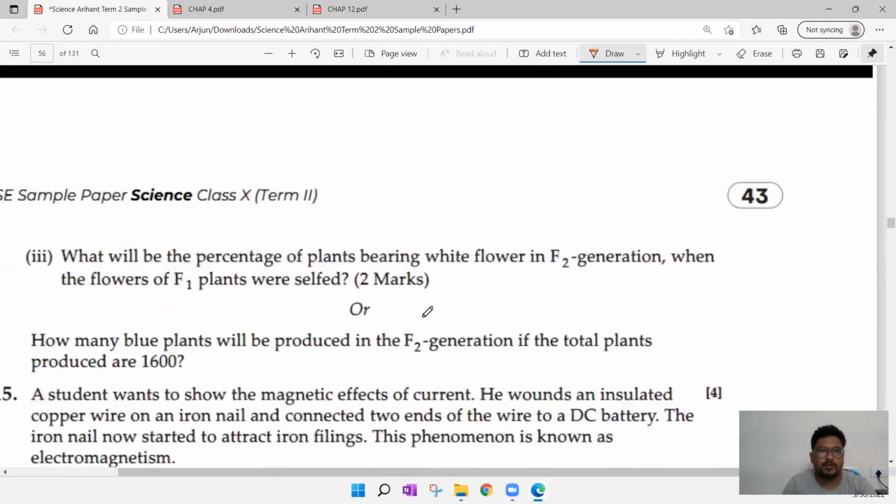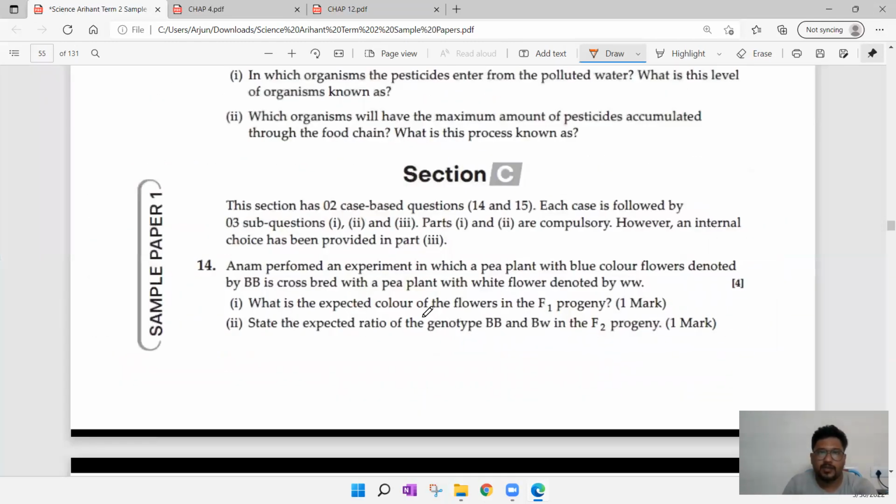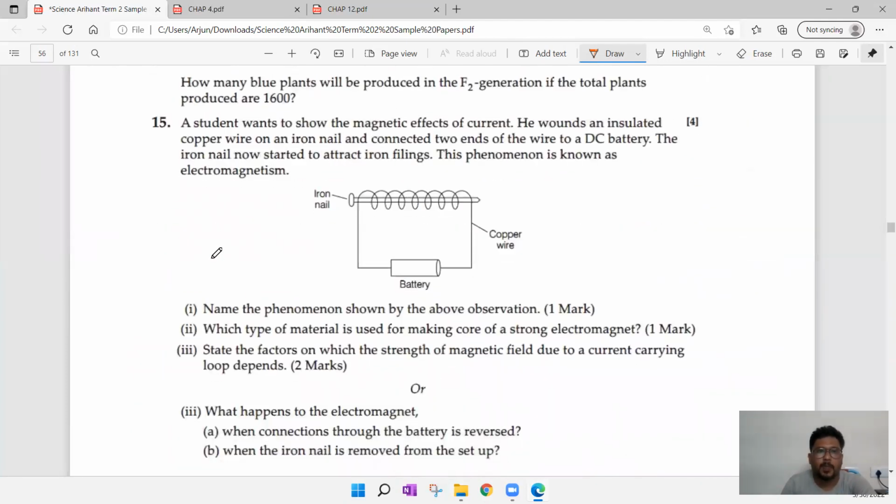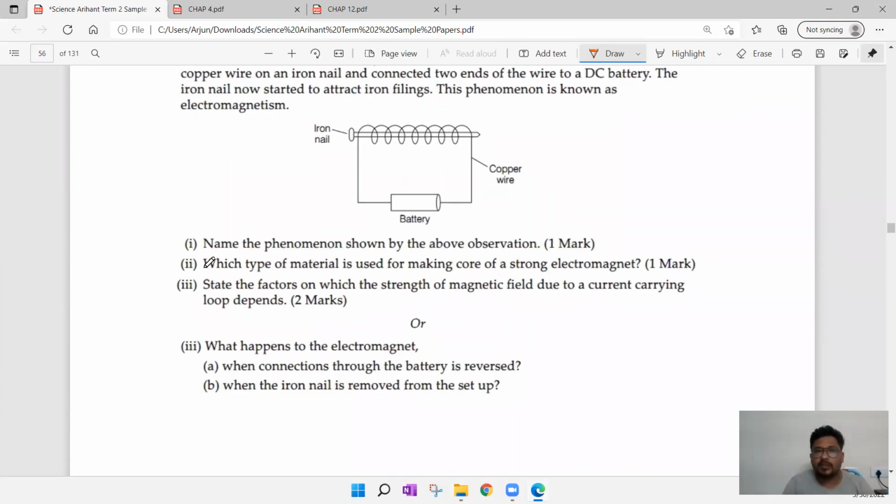And last question we will see. So that's the end of 3 marks questions, and we are coming to 4 marks. 14th is bio and 15th. Okay. A student wants to show the magnetic effect of the current. He winds an insulated copper wire around an iron nail connected at two ends. Okay, they have given a fine diagram. They have given first one.